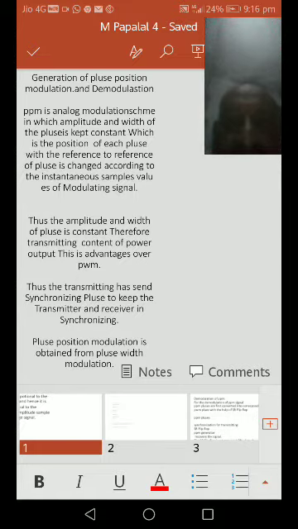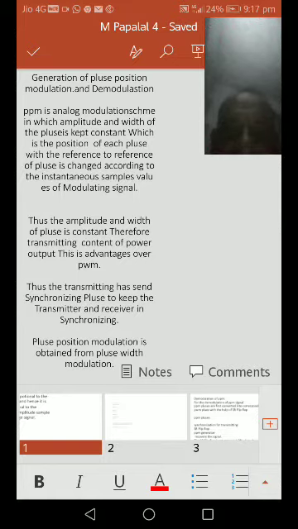In PPM, the amplitude and width of the pulse are constant, therefore the transmitted power output is constant. There are some disadvantages compared to pulse width modulation. The transmitter has to send synchronizing pulses to keep the transmitter and receiver synchronized.